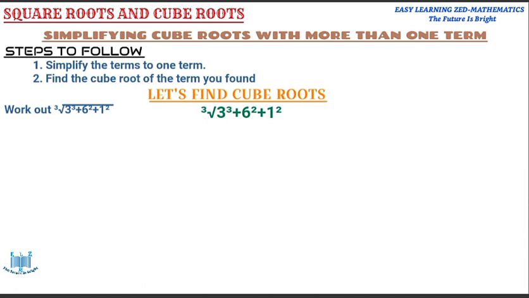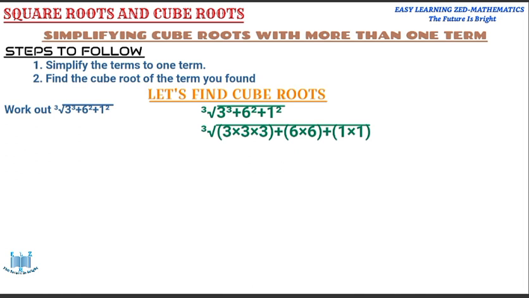What I'm going to do is expand those numbers inside the cube root. We will start with 3 cubed, which is 3 multiplied by 3 by 3. Then we expand 6 squared, which is plus 6 times 6. Then we expand 1 squared, which is plus 1 times 1. Remember that all these are in the cube root.